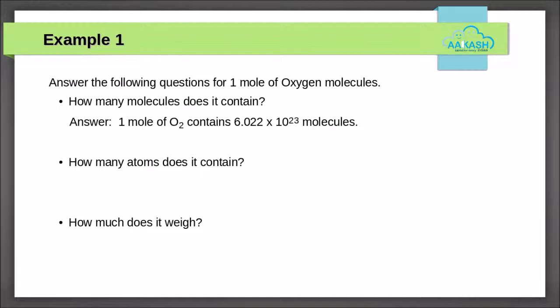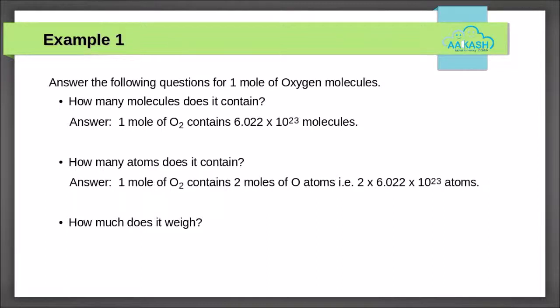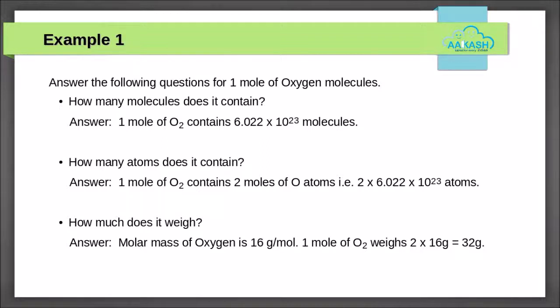Answer for A is 1 mole of O2 contains 6.022 × 10^23 molecules. Answer for B is 1 mole of O2 contains 2 moles of oxygen atoms, that is 2 × 6.022 × 10^23 atoms. And answer for C is the atomic mass of oxygen is 16 gram per mole, that is 1 mole of O2 weighs 2 × 16 = 32 grams.